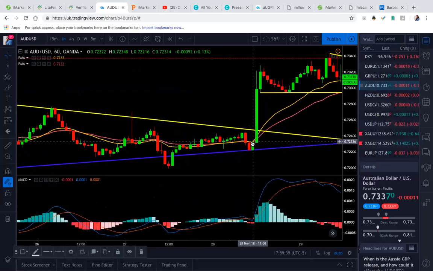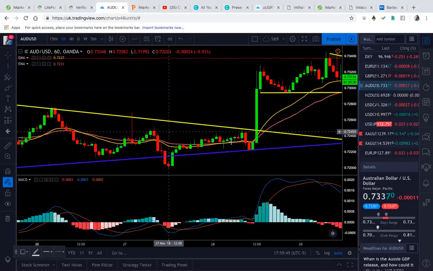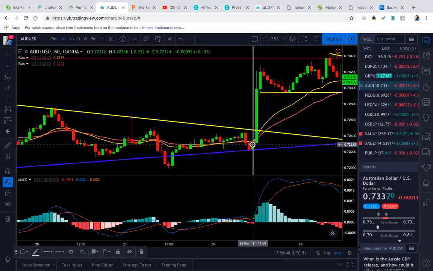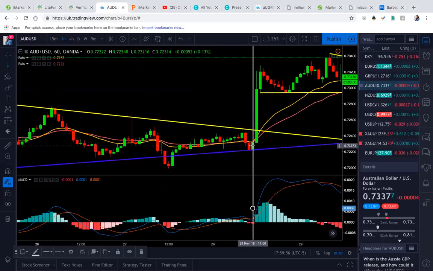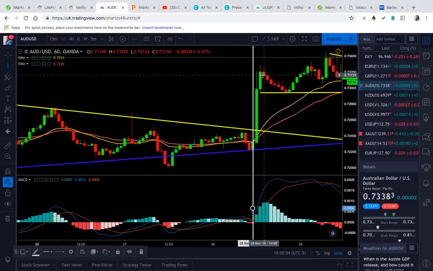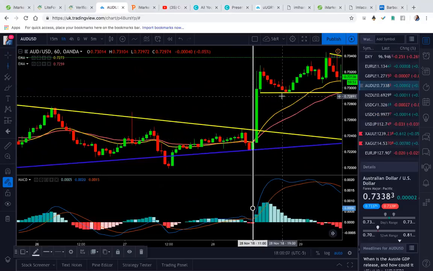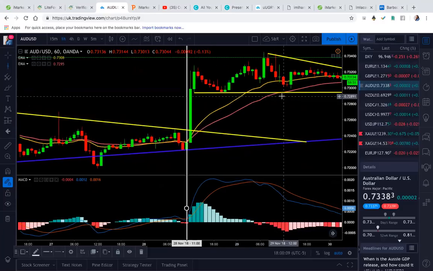Right here, I know it looks very small, but there's a reason why I point this one out. We had a cross on the moving average lines, and we also had a cross here on the MACD in this candle. So both the moving average lines and the MACD crossed, and then we had the impulse move.